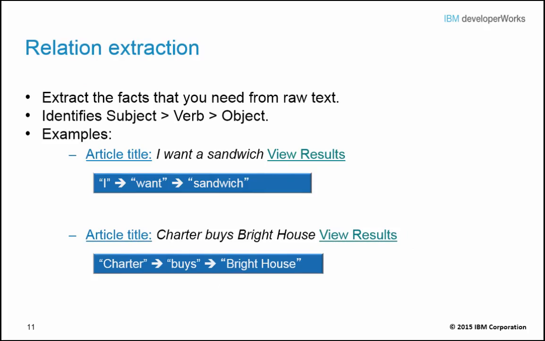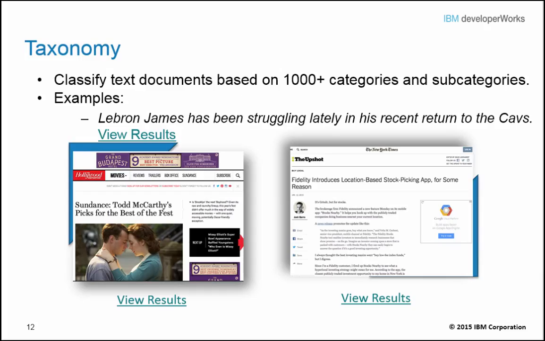Relation Extraction API identifies the subject, verb, and objects in your document. Click on View Results to see the keywords and entities extracted for the subject, verb, and object in the text shared here. Taxonomy API classifies text documents based on a large number of categories and subcategories. Click on View Results to see the categorization for the text documents shown here.